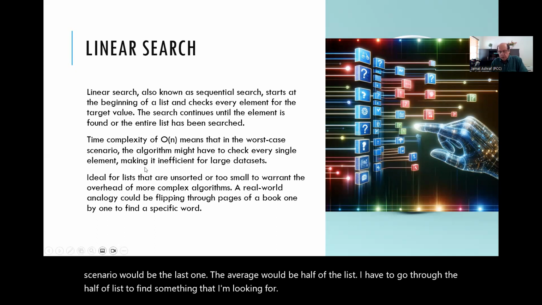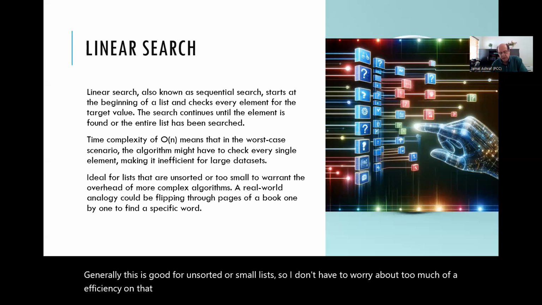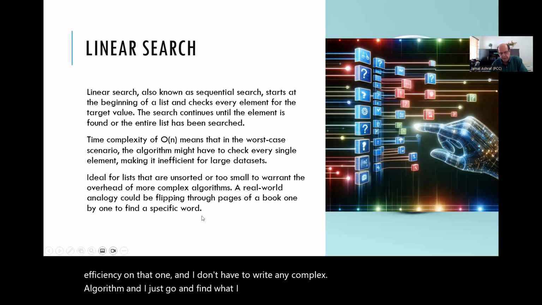Generally, this is good for unsorted or small lists, so I don't have to worry too much about efficiency, and I don't have to write any complex algorithm. I just go and find what I want linearly.